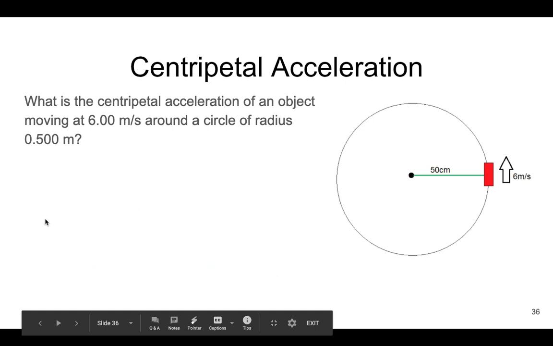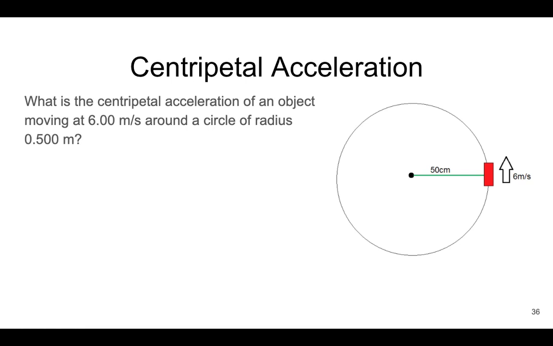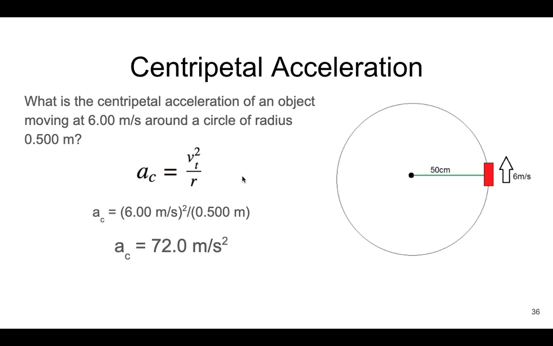So what is the centripetal acceleration of an object moving at 6 meters per second around a circle of radius 0.500 meters? Have we got a formula for centripetal acceleration? Yeah, we have two. We're going to use this one because we know 6 meters per second, this is the tangential velocity. This is not the angular velocity, this is tangential velocity, which is a meters per second kind of thing. That is a type of velocity. And we know the radius, so that's our formula. We're going to plug in the numbers, put it in your calculator, and you will get centripetal acceleration is equal to 72 meters per second squared.